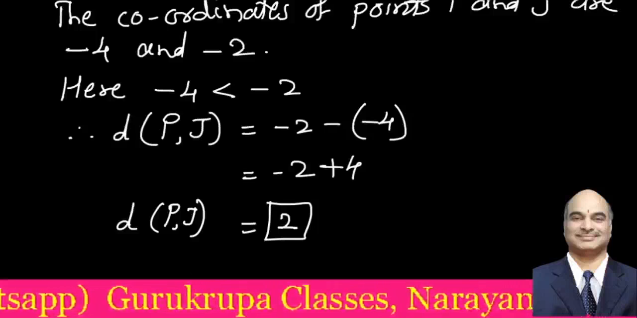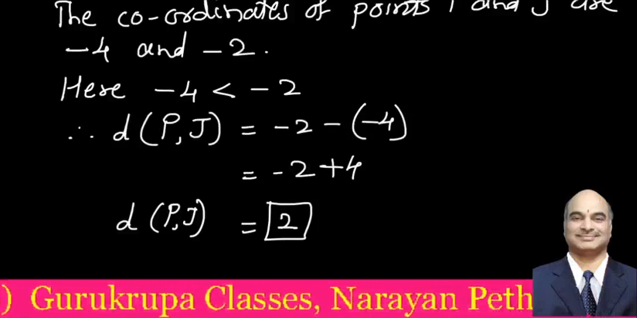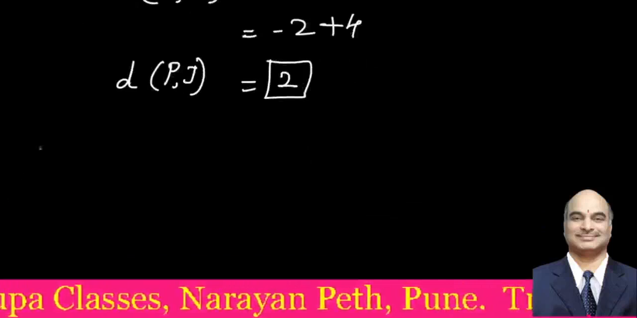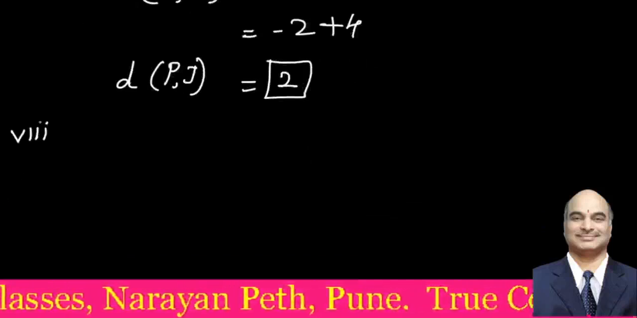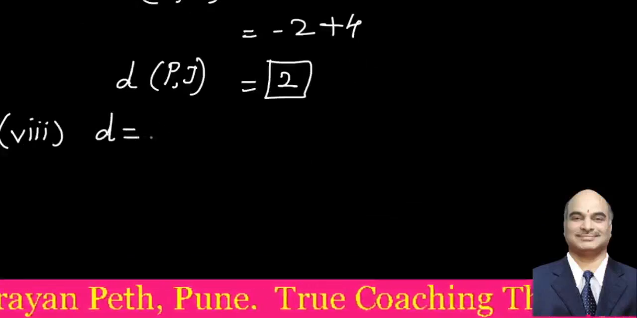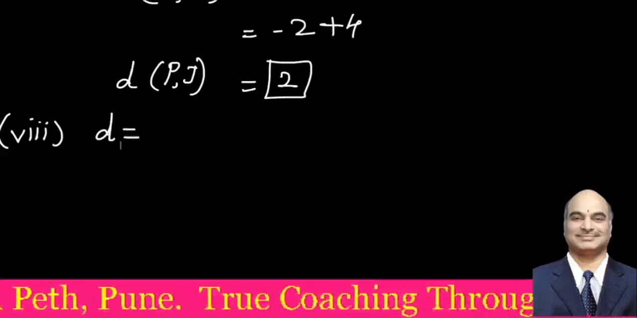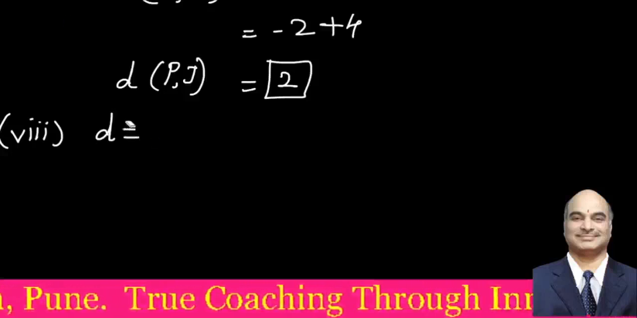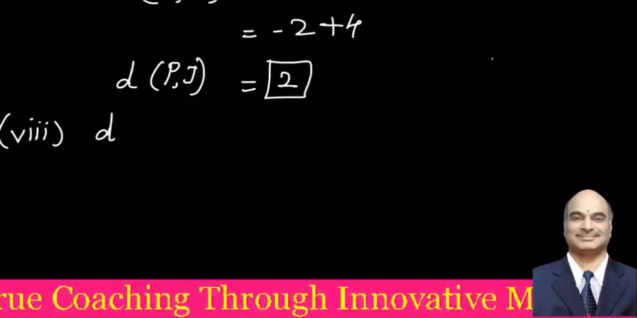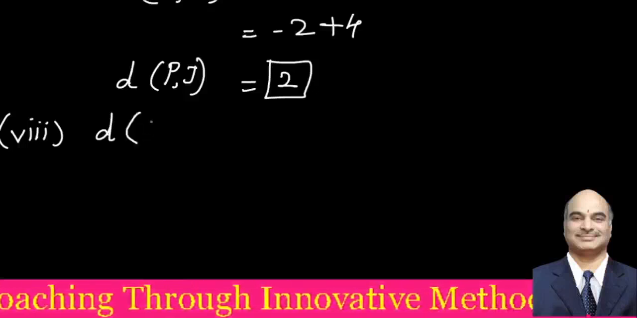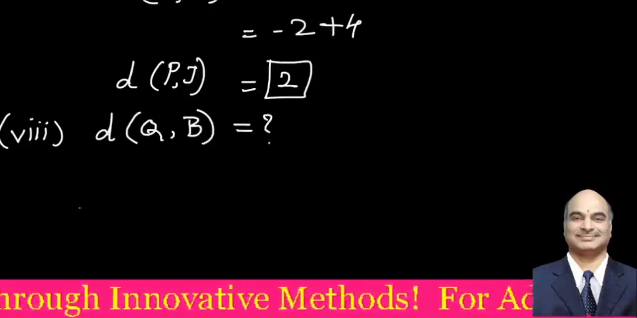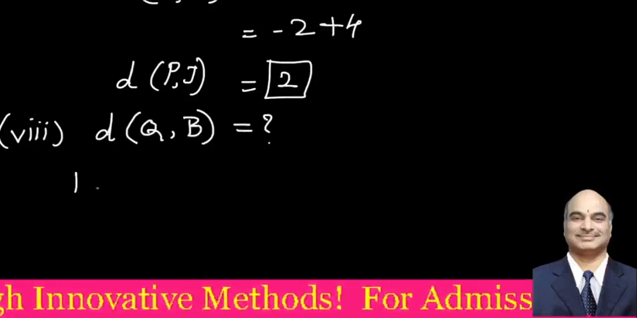And the last sum is given, QB. You have to find the distance QB. So the coordinates we have to write down first.